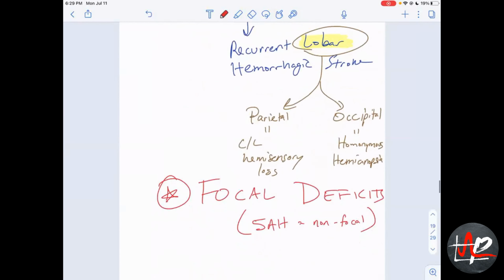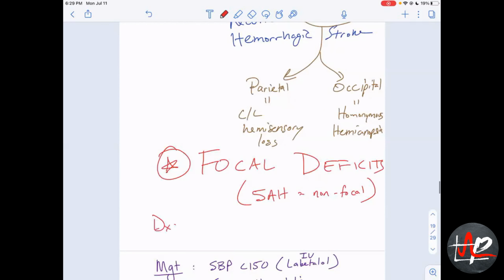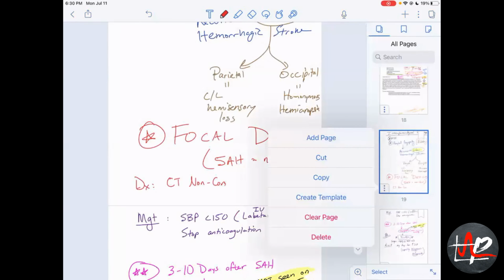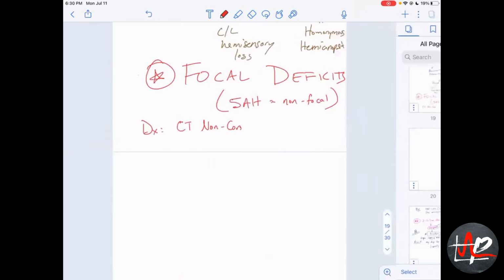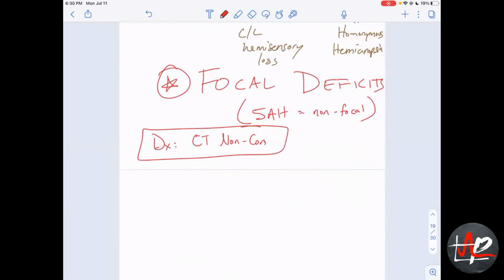So how do you diagnose? Well, same exact way. You're going to do a CT non-con of the head. You always want to get CT non-contrast if you're expecting there to be a bleed in the brain. That's the quickest, fastest test that's going to help you diagnose these patients with head bleeds. If that doesn't really help, then you can do a CTA or an MRA. Those are second line options that can help you out as well.